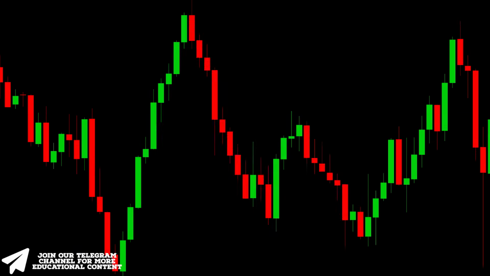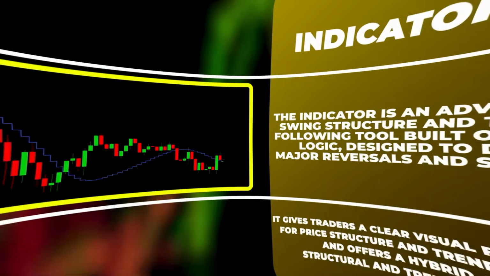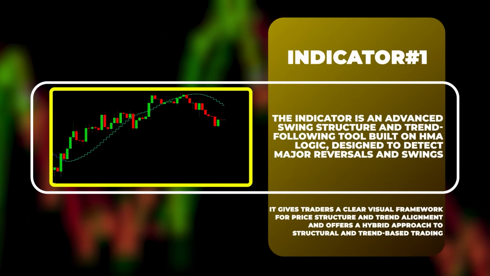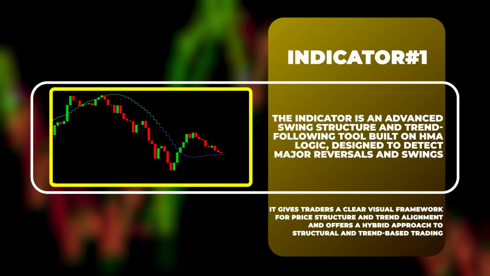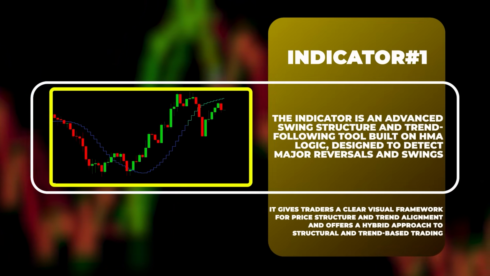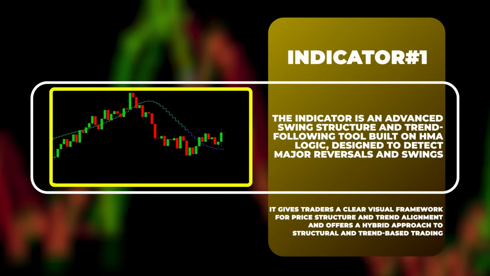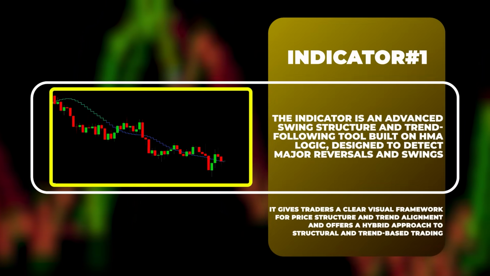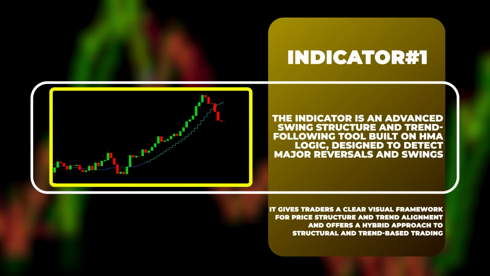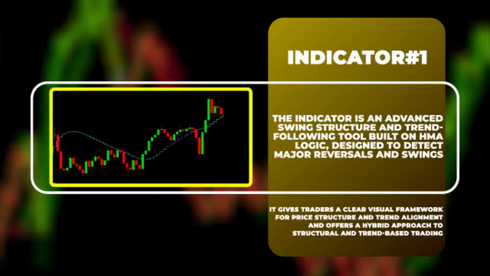Without further ado, we're going to review the first hidden TradingView gem from A to Z. The indicator is an advanced swing structure and trend-following tool built on Hull moving average logic, designed to detect major reversals and track dynamic support and resistance zones. It highlights key reversal levels and keeps them active until breached, giving traders a clear visual framework for price structure and trend alignment, and offering a hybrid approach to structural and trend-based trading.